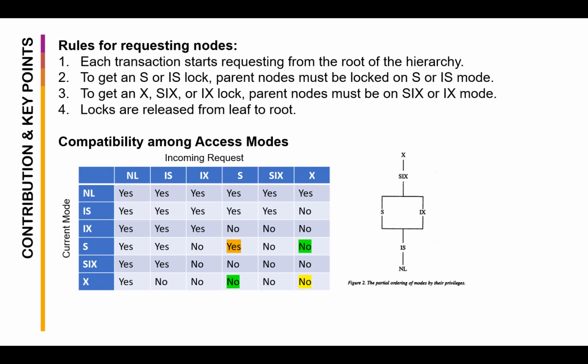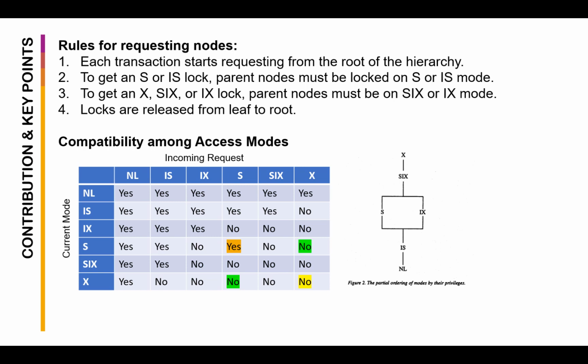Since we want the ancestors of a node to be locked or tagged with intent mode, there are some criteria that need to be satisfied before granting the lock request to the target node. An S or IS lock would require its parents to be in S or IS mode. An X, SIX, or IX lock would require its parents to be in SIX or IX mode. Lastly, when it comes to releasing locks, they are executed from leaf to the root. Lock compatibility and two-phase locking rules are enforced as well.